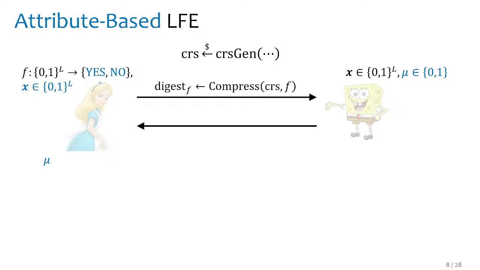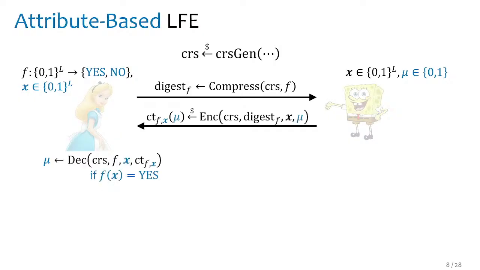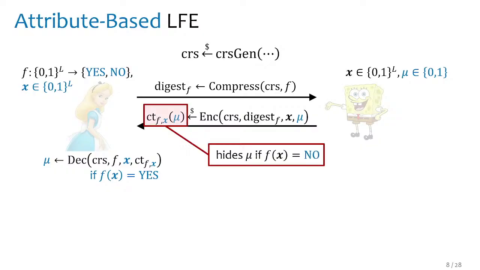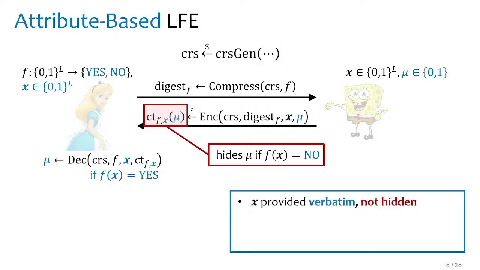So the same syntax for the digest generation, but then Bob encrypts mu with x, and here I have moved x to the subscript. There's a reason that I will talk about later. So after receiving the ciphertext, Alice can decrypt, given the knowledge of f and x, and it will output the message. The security is weakened so that the ciphertext only hides mu if f of x is no. And I have to emphasize that x is provided verbatim during decryption and it's not hidden.